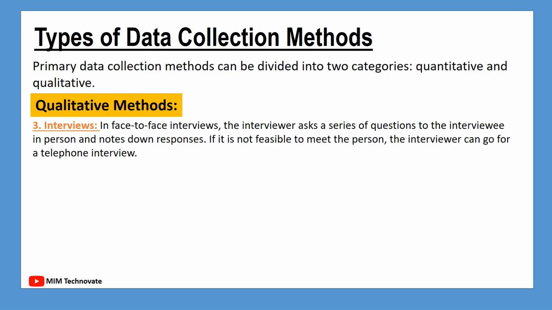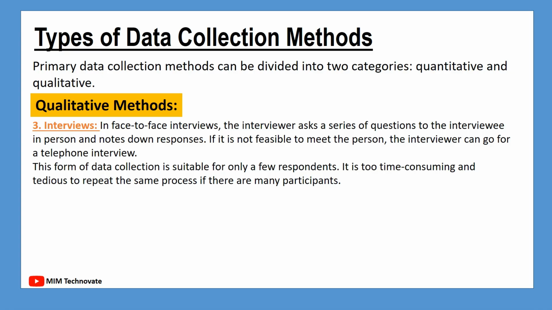3. Interviews. In face-to-face interviews, the interviewer asks a series of questions to the interviewee in person and notes down responses. If it is not feasible to meet the person, the interviewer can go for a telephone interview. This form of data collection is suitable for only a few respondents. It is too time-consuming and tedious to repeat the same process if there are many participants.